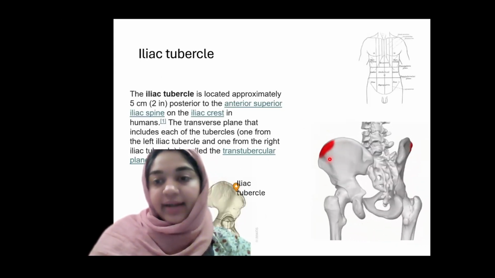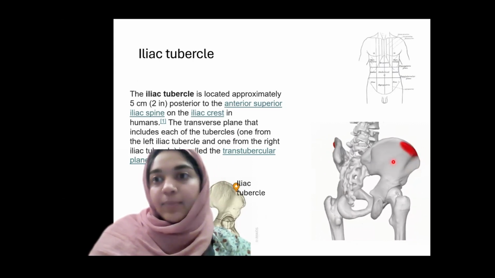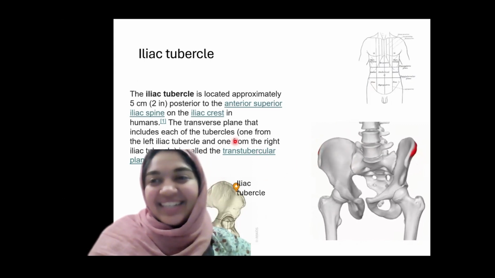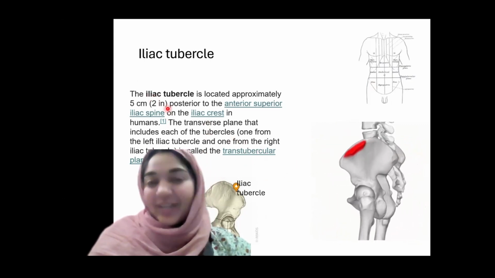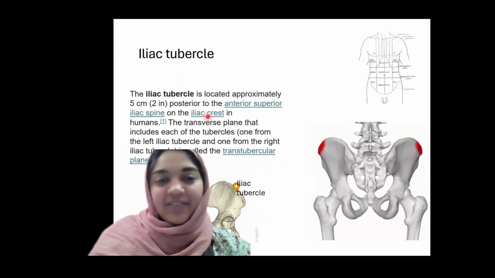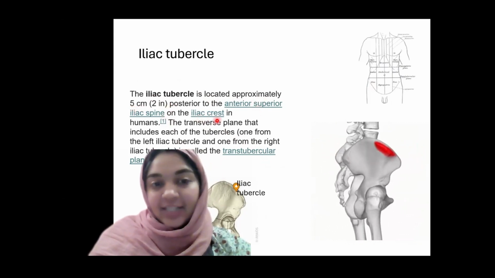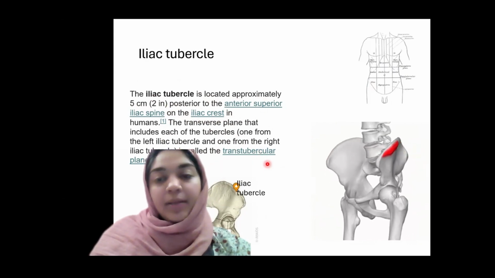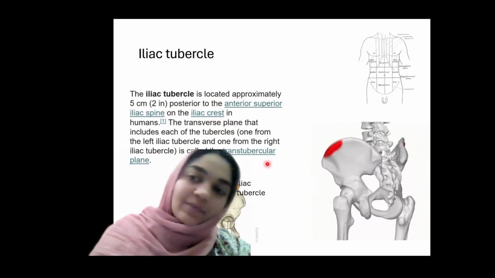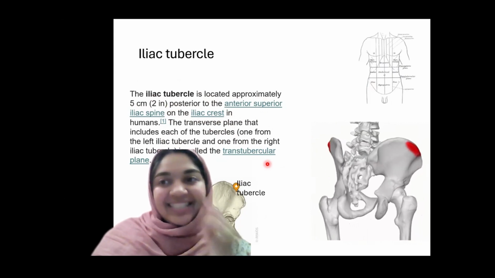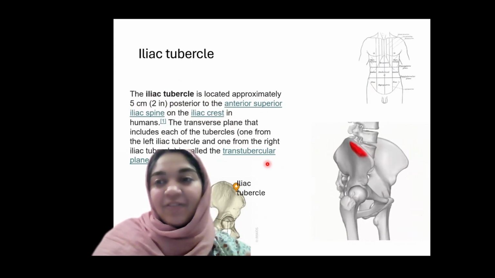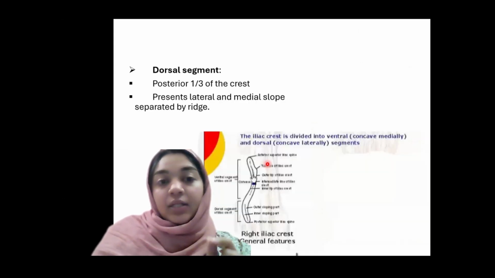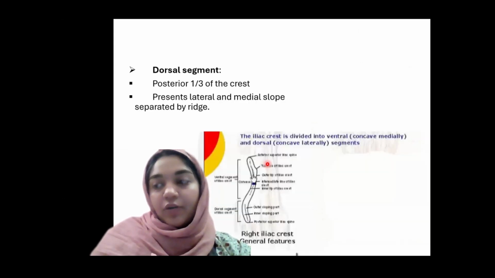Can you see this red area on the amazing model that is twisting? 3D animation, guys. No, I just inserted a GIF from Pinterest. Okay, so the iliac tubercle is located approximately 5 centimeters posterior to the ASIS on the iliac crest. The transverse plane I talked about is called the transtubercular plane. The other plane that we did, does anyone remember which one it was? Intercristal plane, right? It was at the level of L4 where we were doing the lumbar puncture. Now we've done the ventral two-thirds of the crest.